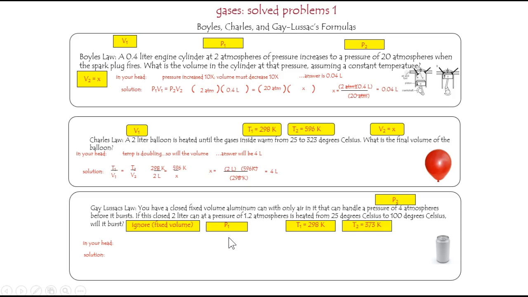That means 298 to 373 Kelvin, which is not even doubling. Therefore, the pressure will increase, but I don't even know if it's going to hit 2 atmospheres, so it certainly won't exceed the 4. In my head, the answer is no. The pressure is only going up by about 20%. I should say the temperature is only going up by about 20%. So will the pressure. Let's do T1 over P1 equals T2 over P2 to verify.